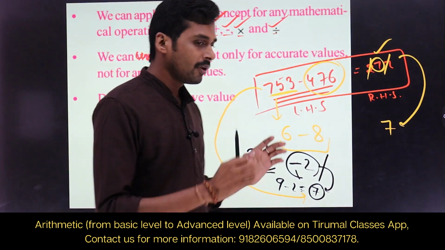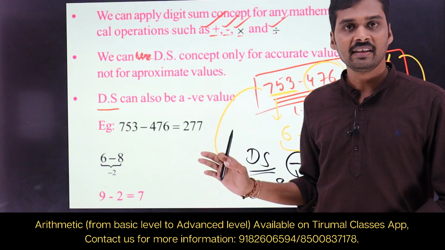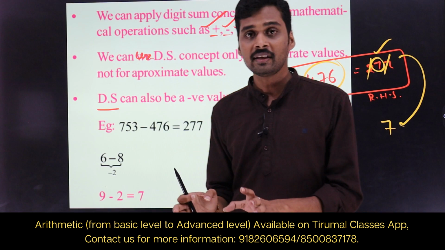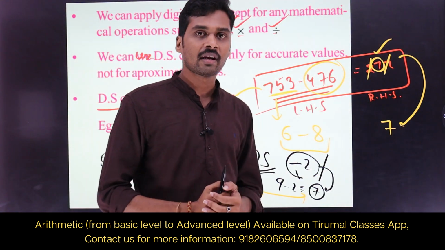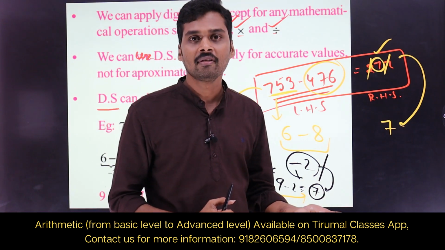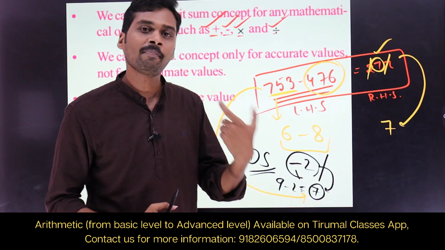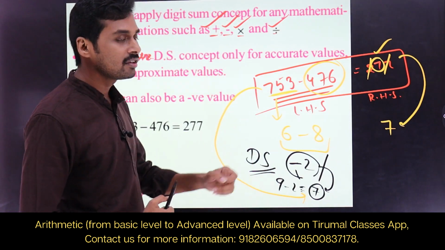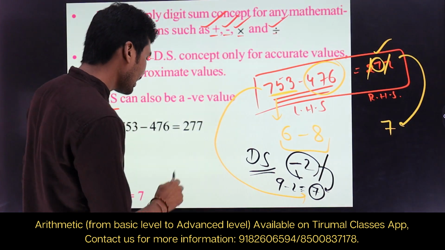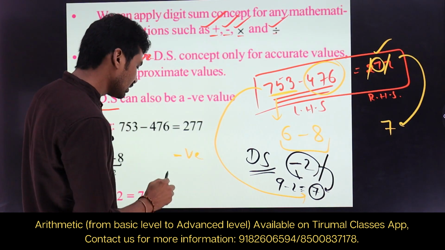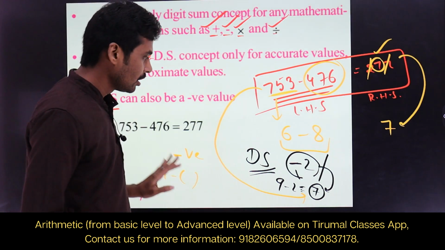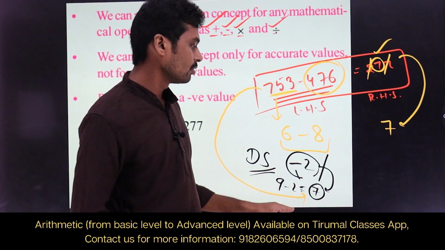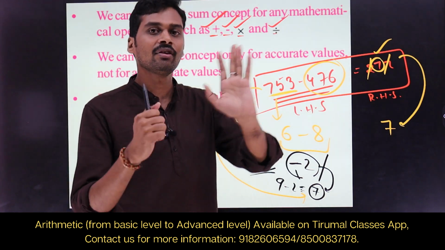Okay. So we may get a negative sum as the DS value. But when you get a negative value as the DS, you have to express it as a positive value. How do you express it as a positive value? By subtracting that number from 9. I got the DS value as minus 2 here. So whenever I get a negative value, subtract the negative value from 9. That is your positive DS value. So here I have the value of minus 2, so 9 minus 2, 7 is your DS.